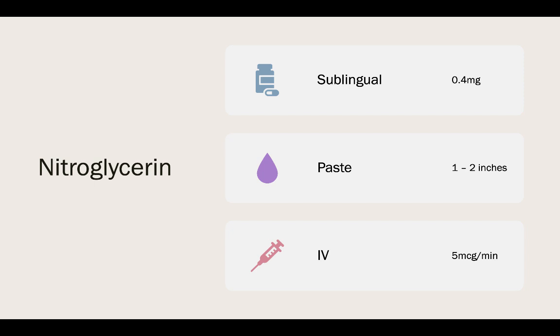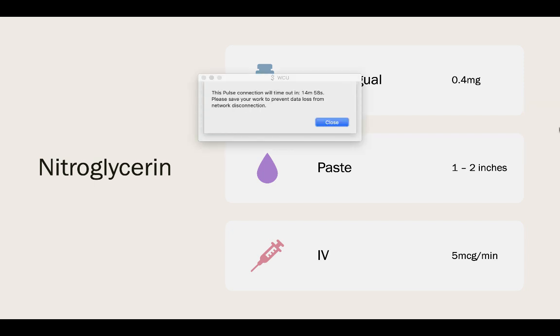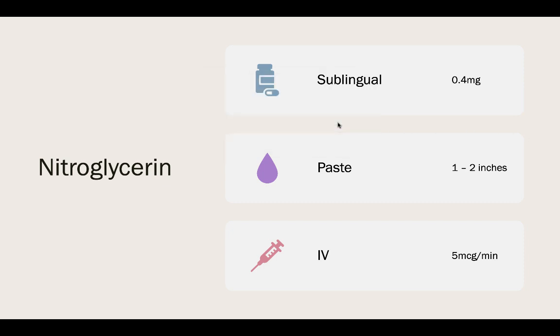So we've got CPAP, and then second line is going to be our nitro with these CHF patients, pulmonary edema patients. Again, we can give it sublingually. Each tab, each spray is about 0.4 milligrams each. We can go paste. We can go 1 to 2 inches, and that dose is dependent on your patient's systolic blood pressure. We can give paste that's easily applied while keeping our CPAP mask on. And if our blood pressure drops, we can just wipe that paste off and kind of deal with that blood pressure. Or we can give it IV.